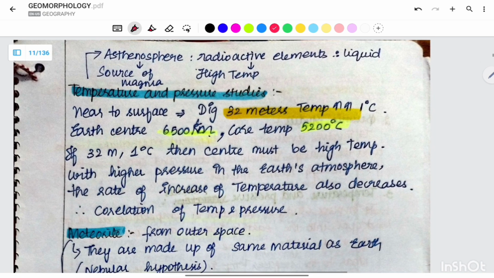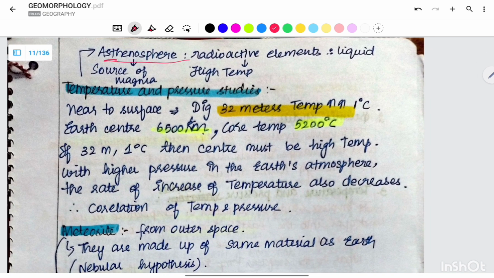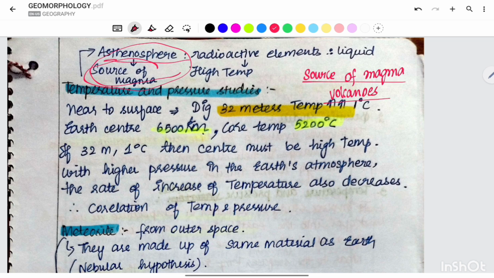We have the asthenosphere, which is the source of the magma for the volcanoes. So what is the source of magma? We have to know the source of the magma for the volcanoes. The source of magma for the volcanoes is the asthenosphere. Radioactive element, it is liquid.